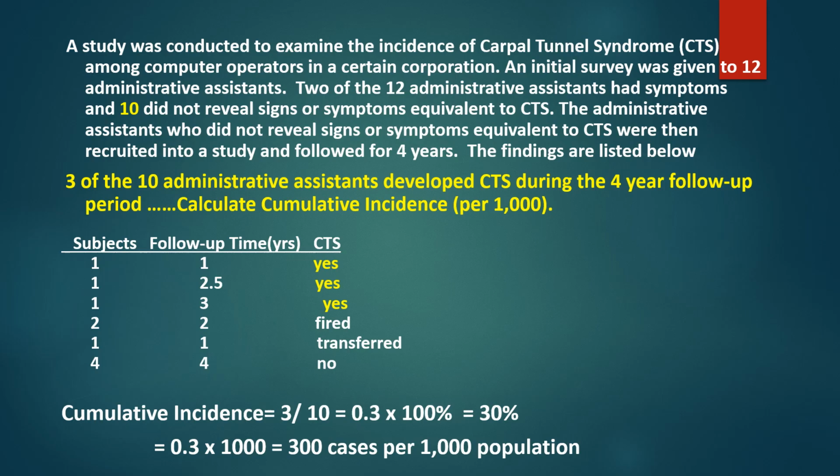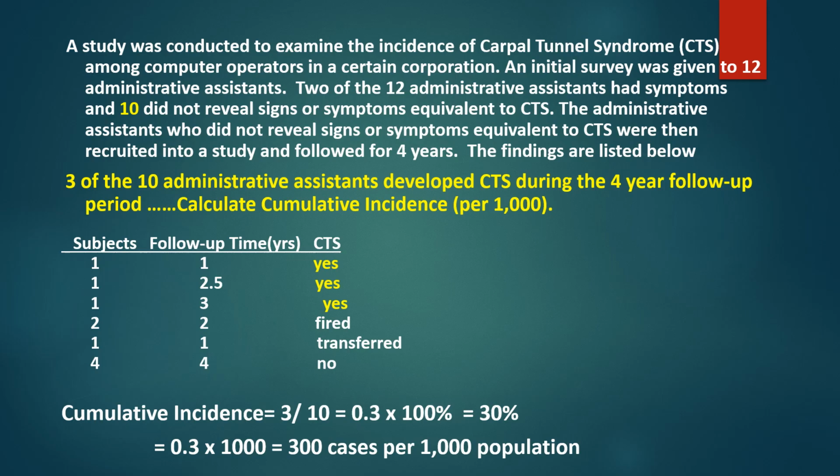So we can see that the two persons who, at the start of the study, had signs of the disease were not included because they are not at risk. We need to start with healthy people and follow them up over time and watch the occurrence of new cases of disease developing. So we monitored the 10 people who were free of the disease.